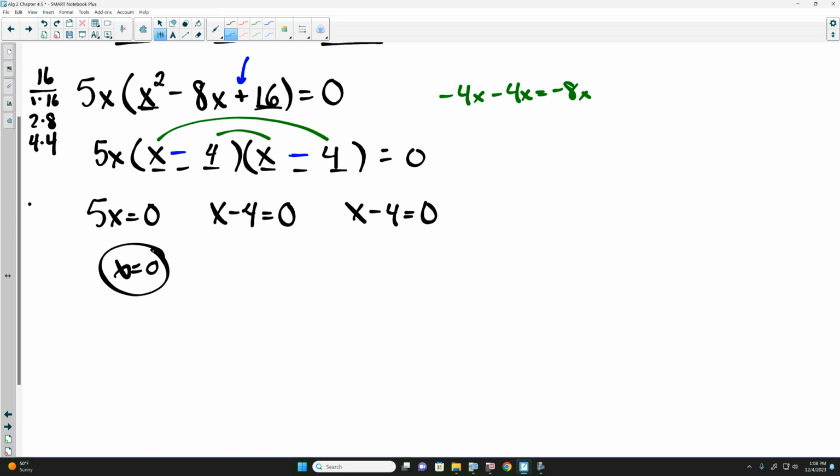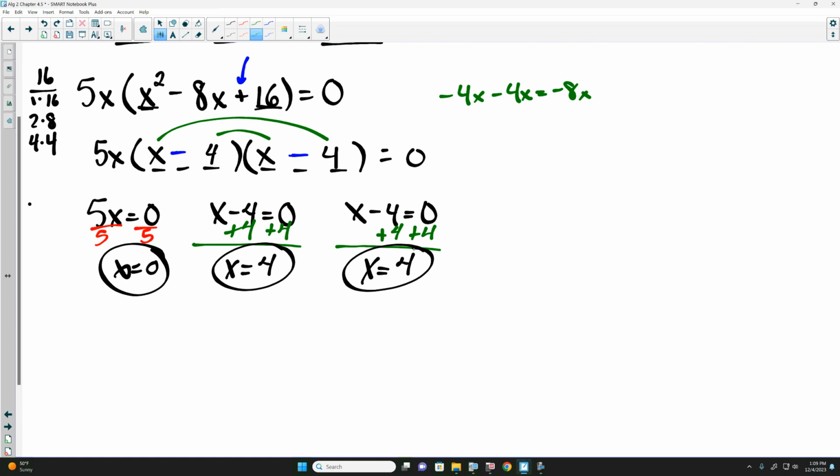Well, I can't change 5. We can't put a value in for 5. So that means the x has to be 0. If we divided both sides by 5, we would have gotten to the same point. Also, x minus 4 equals 0. We can add 4 to both sides, telling us x is equal to 4. Any questions on any of this here?